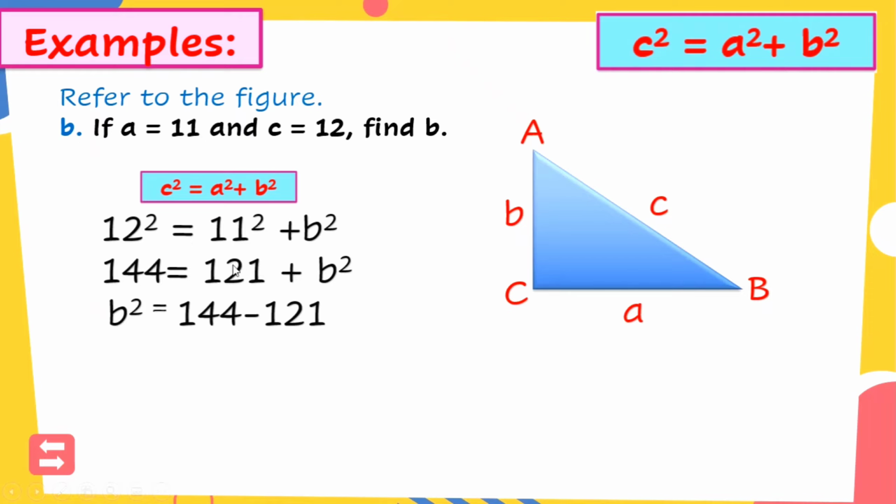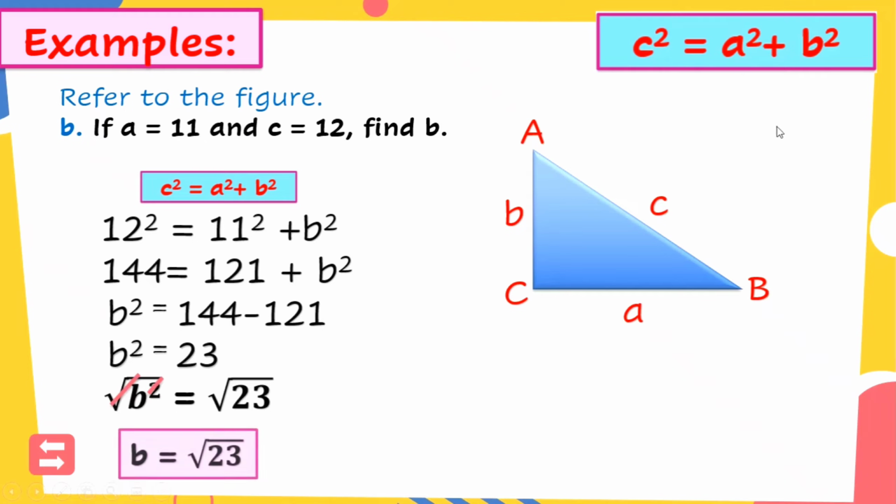Now, we will move 121 to the other side of the equation, kaya magiging negative na to or minus. Kaya meron na tayong 144 minus 121. Then, maiiwan sa side na to yung B squared. 144 minus 121 is 23. Katulad ng ginawa natin kanina, we have to square root both sides para makuha natin yung B. Therefore, our answer is square root of 23. Hindi na natin ito masisimplify. Kaya ito na mismo yung ating answer.